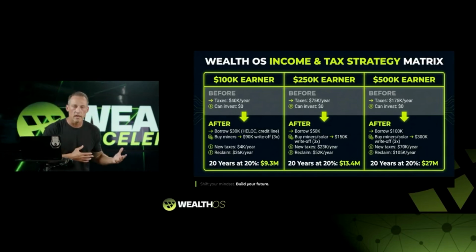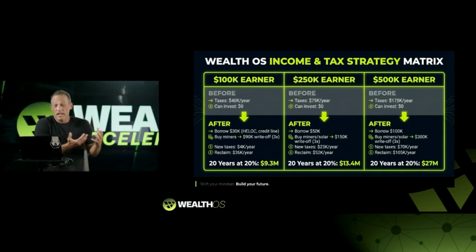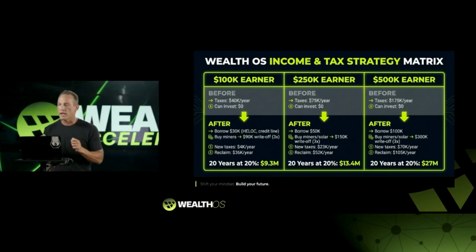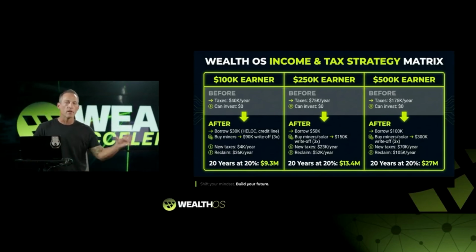If I'm a $500,000 earner, same thing. I buy $300,000 in tax depreciation. I reclaim $100,000 per year. In 20 years of doing that, that's almost $30 million. Right? That's what you're gaining when you use debt to reclaim taxes, because it's $0 out of your pocket. I didn't spend any money. I ended up with more money at the end of the year instead of less.